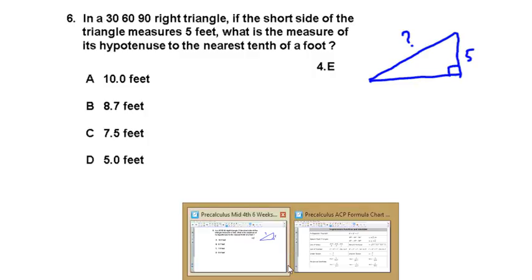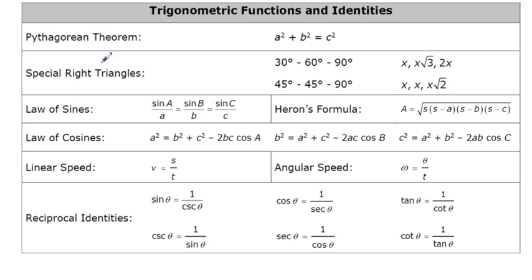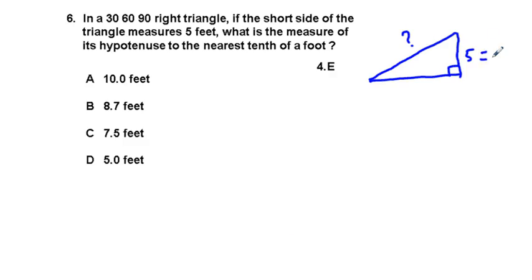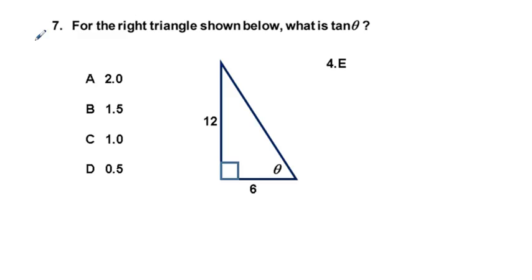Well, for that we can go to our formula chart, and we see for special right triangles, for a 30, 60, 90 right triangle, we have the sides x, x square root of 3, 2x. And in that triangle, x is our short side and 2x is our hypotenuse. So if 5 equals x, 2 times 5 is going to be 10, or 10 feet. So our correct answer for problem 6 is A. Should be quite an easy problem.